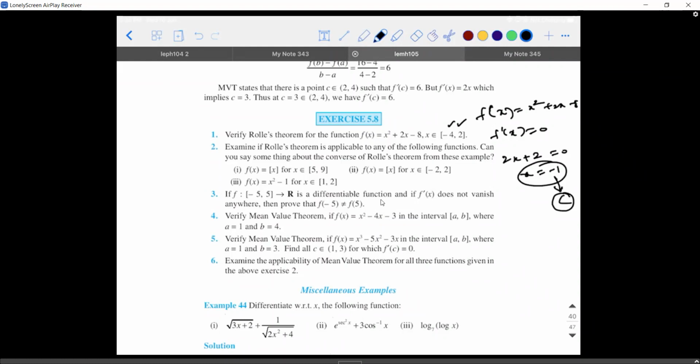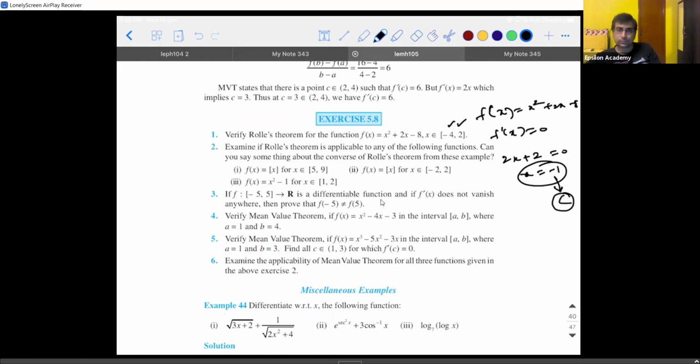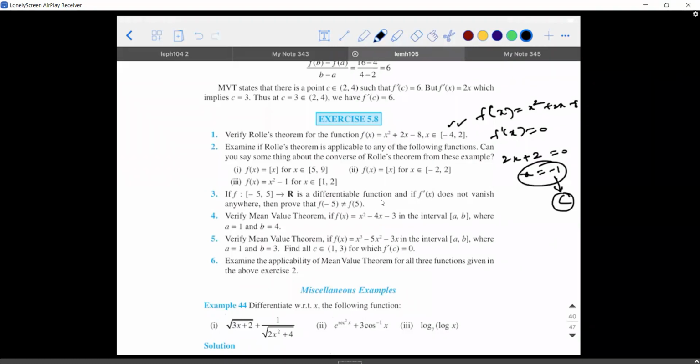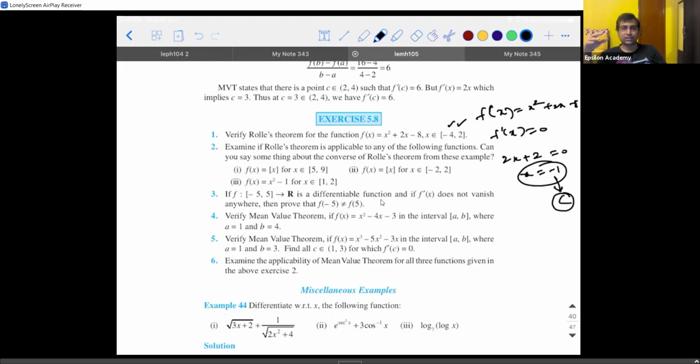So for the first one, it's not applicable, sir. Why? Because f of 5 is not equal to f of 9. The greatest integer of 5 is 5, greatest integer of 9 is 9. So it's not applicable. First of all, not only is f of a not equal to f of b, it is not a continuous function at all. Greatest integer function is not a continuous function at all.